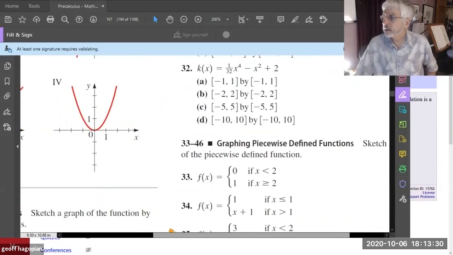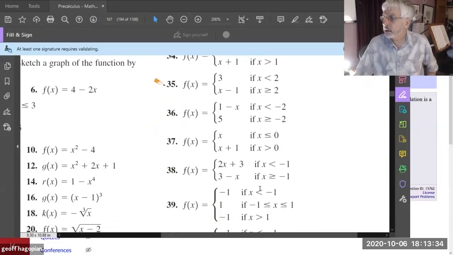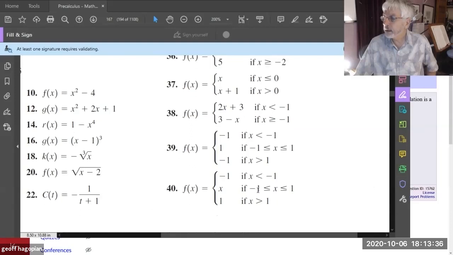Okay, so we go over to the second column. Graphing piecewise functions. Let's pick one of these. How about 40? For 40, you see that we have a different rule depending on where the input is. If the input is less than -1, then the output is just -1. If the input is between -1 and 1, including -1 and 1, then the output is on the line y equals x.